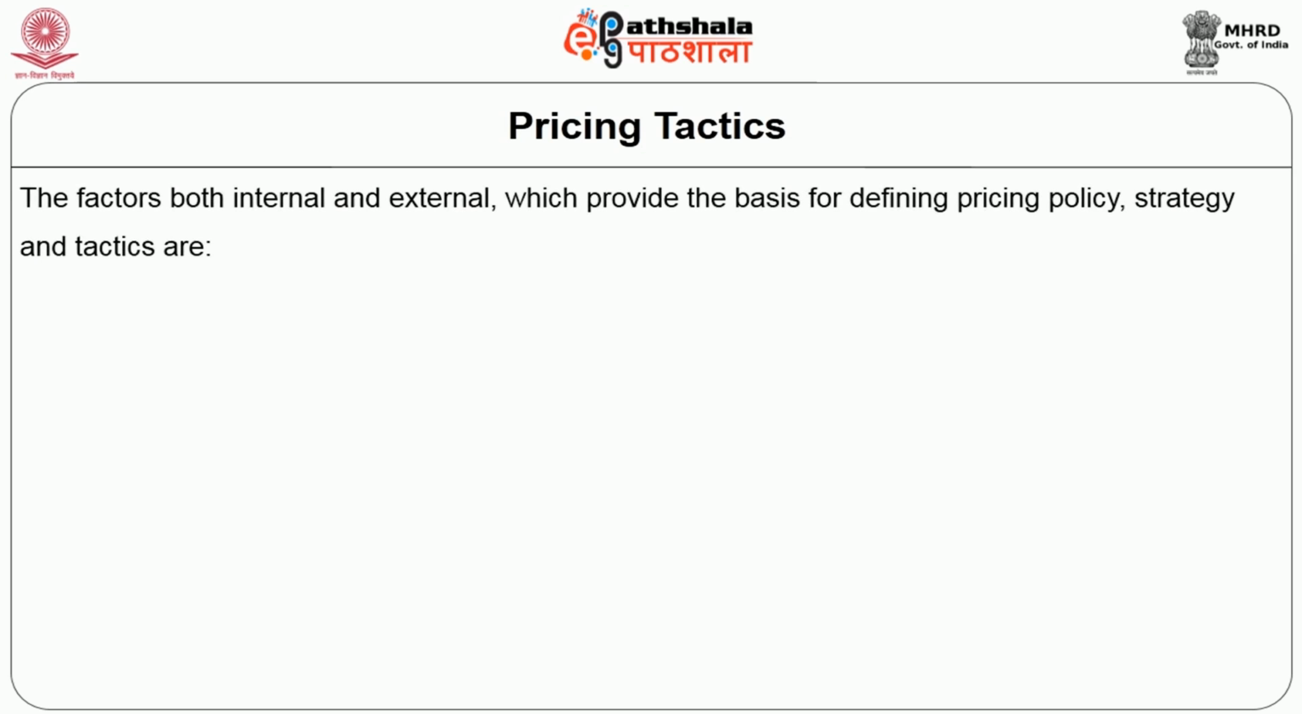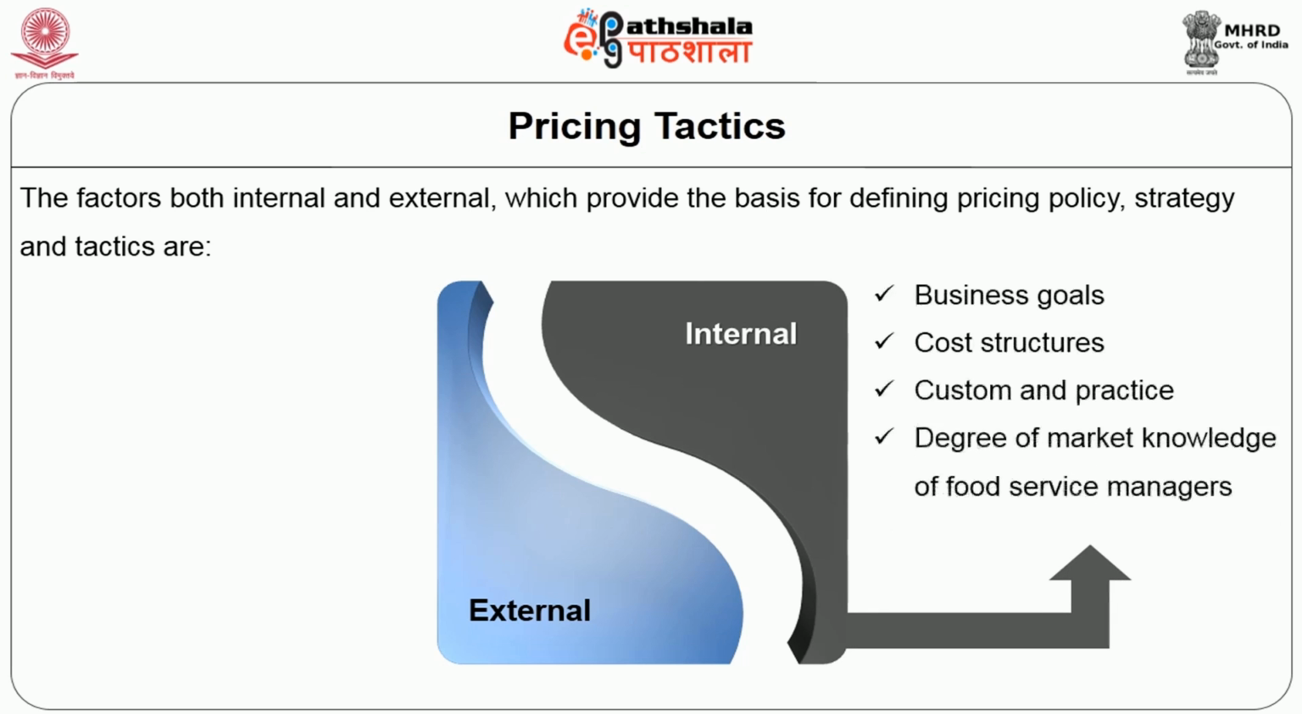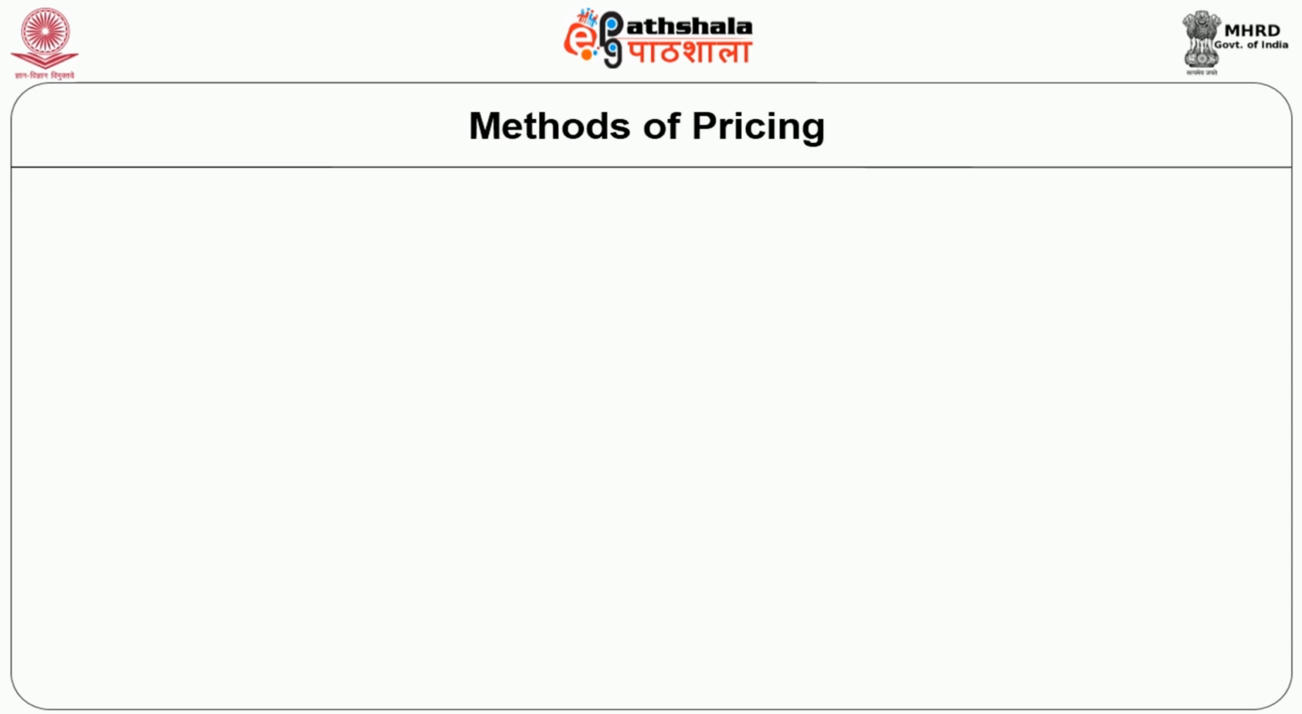The factors, both internal and external, which provide the basis for defining pricing policy, strategy and tactics are: internal: business goals, cost structures, custom and practice, degree of market knowledge of food service managers and feedback. External: competition, that is pricing behavior in the market, purchasing power, pressure from suppliers of raw materials and price elasticity of demand. Now let us see about the different methods of pricing.